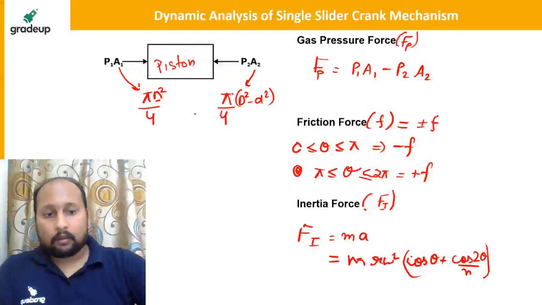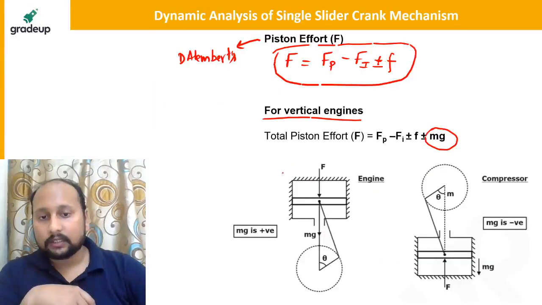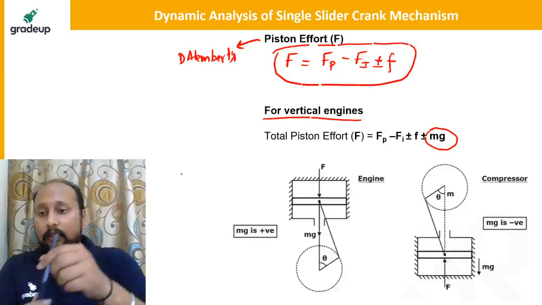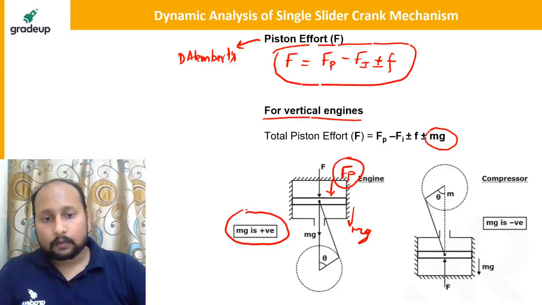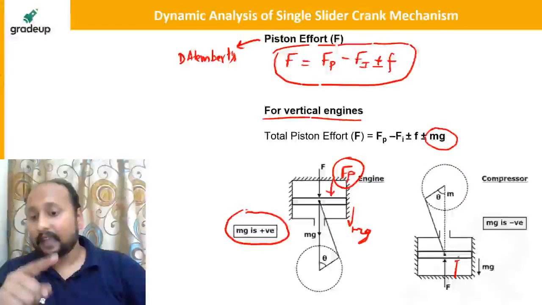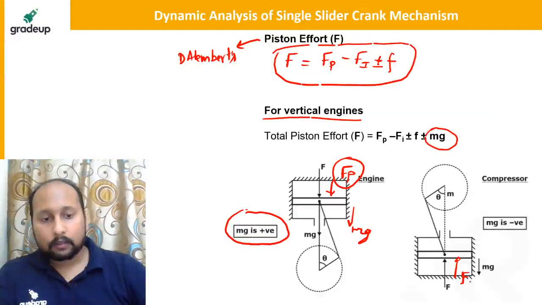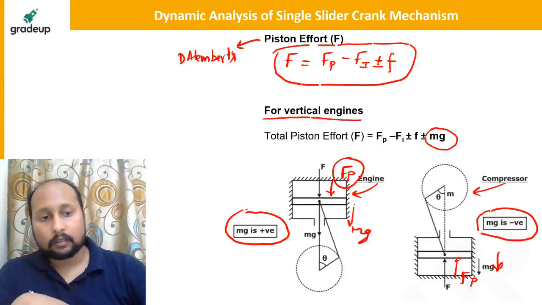Now suppose your slider is above the crank. In that case, mg will be positive because it is always supporting FP. If this is your FP, then FP and mg will be in the same direction. And in the case where the crank is above the piston, this is your FP, and mg in this direction will be a negative mg. Is that clear? So this is basically a compressor and this is basically an engine.